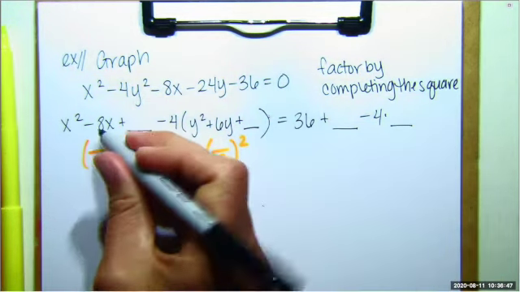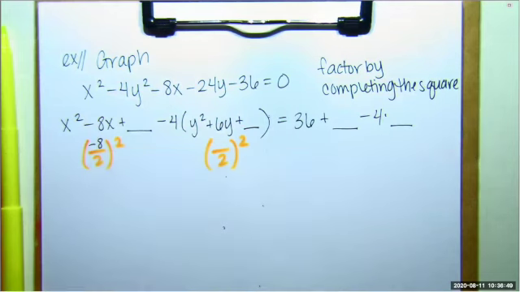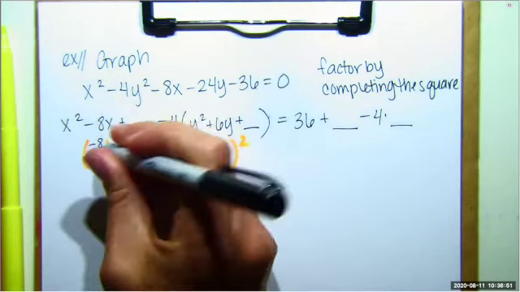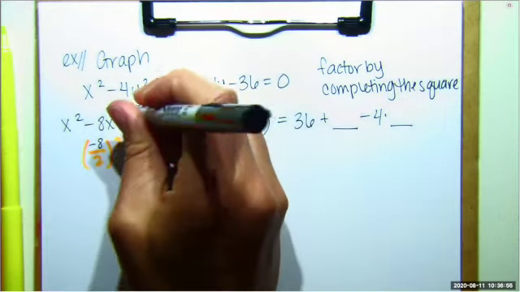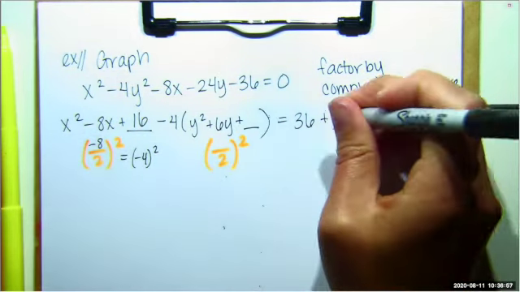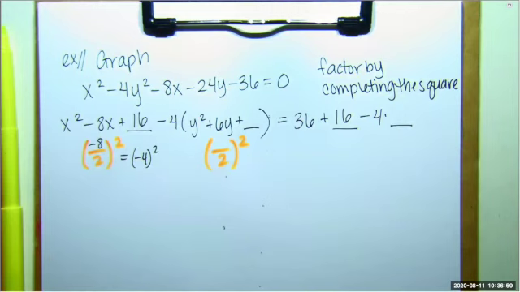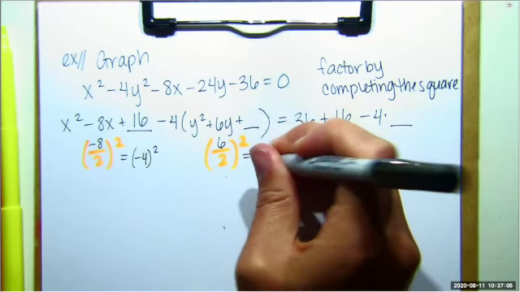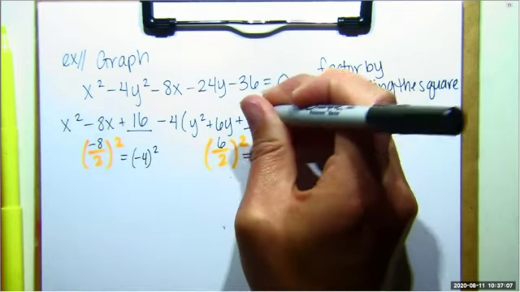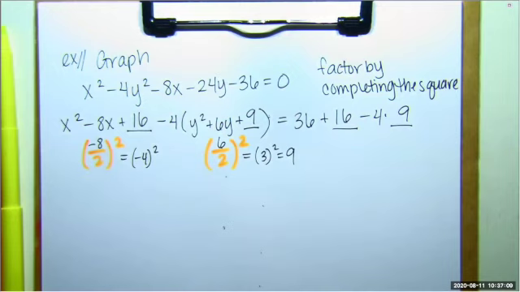So we take this middle number, this -8, we divide by 2 and square. So -8 divided by 2 is -4. -4 squared is 16. So if I add 16 here, I have to add 16 here. Okay, here, the middle term was a 6. 6 divided by 2 is 3. 3 squared is 9, so I'm adding the 9 here, so I'll have to add that over here.